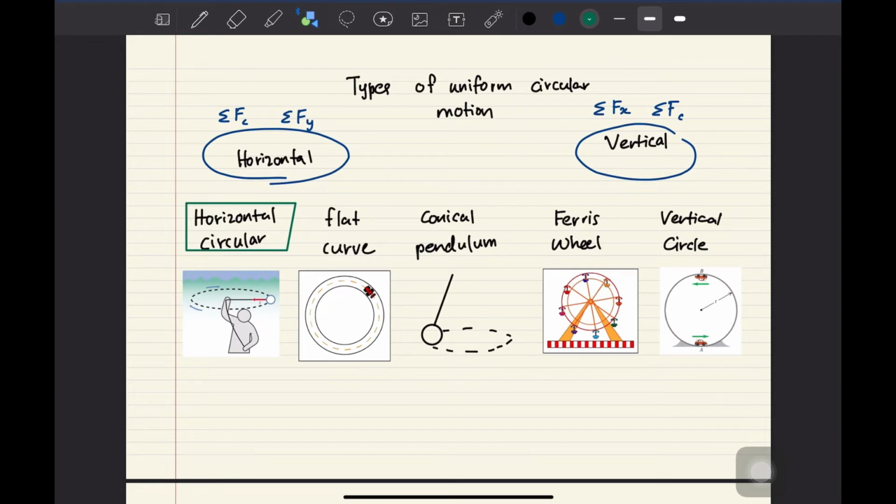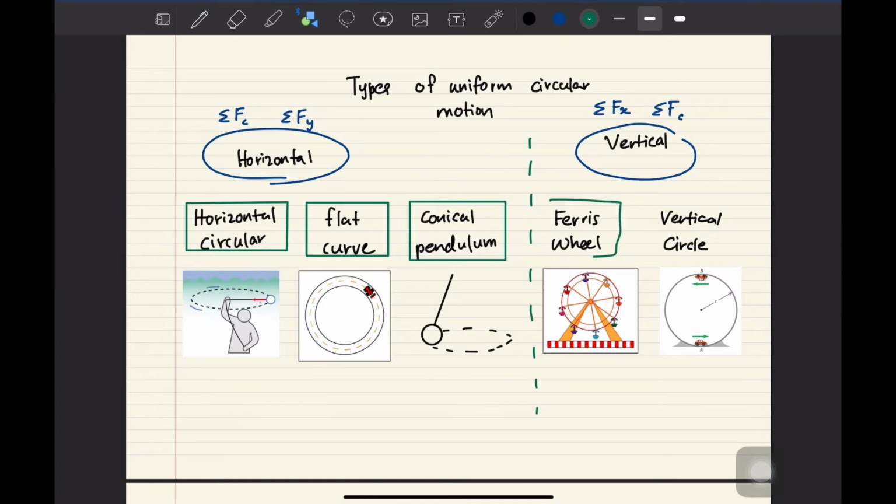You have a horizontal circular motion. You have a flat curve. You have a conical pendulum. All these three are basically your horizontal circular motion. I just divide this. And for vertical, you have Ferris wheel and vertical circle.